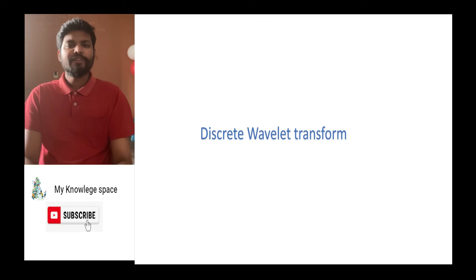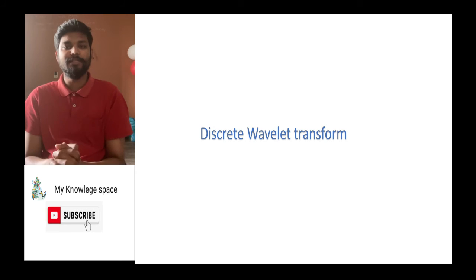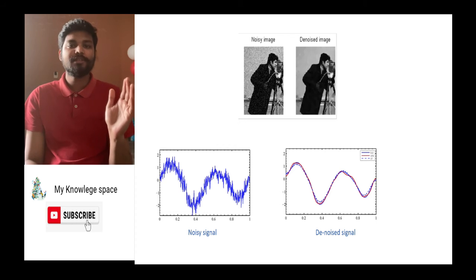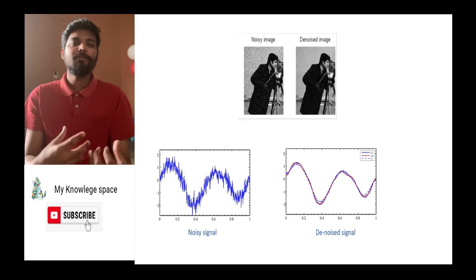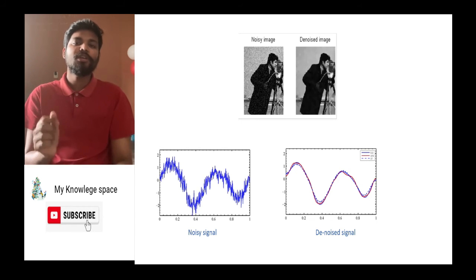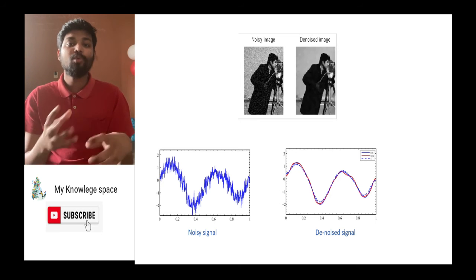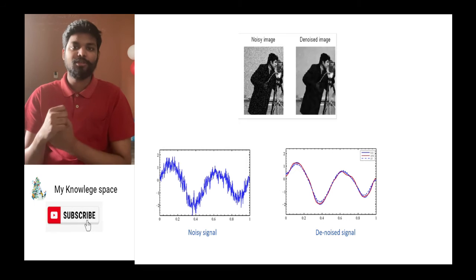This is the transform which is majorly used earlier for denoising or compression of a signal. As you can see in the figure here, the picture in the first image has a lot of noise, whereas after we use DWT, the picture in the right shows that a lot of noise components are removed. So this is how denoising is done for a picture.